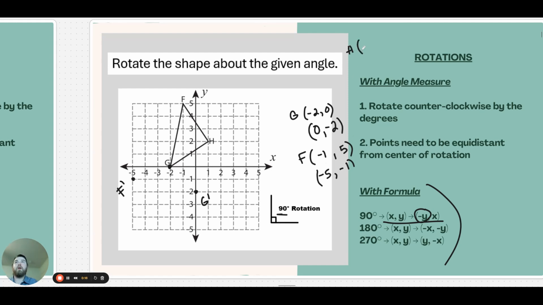And then H is (1, 2). And so again, we're going to make the y negative and keep the x the same. We just flip it around like that. So we get (-2, 1). And so H prime is here. And that's what we'd get for our image.